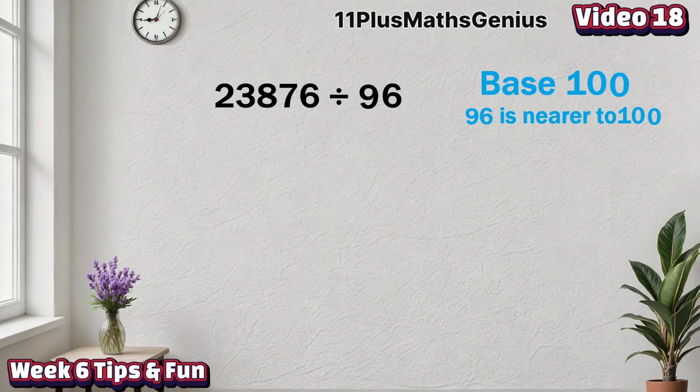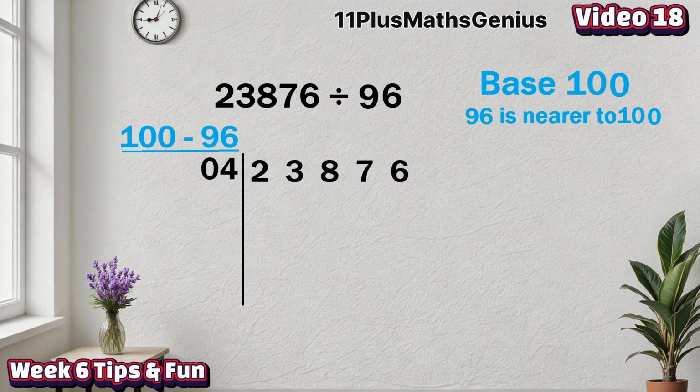23876 divided by 96. 96 is nearer to 100, so its base is 100. Now 100 minus 96 is 04. We take 0 before 4 to make it 2 digits. For 100 base, we need 2 digits as a divisor. Since 100 has 2 zeros, we separate the last 2 digits of the dividend. Now our setup is complete.